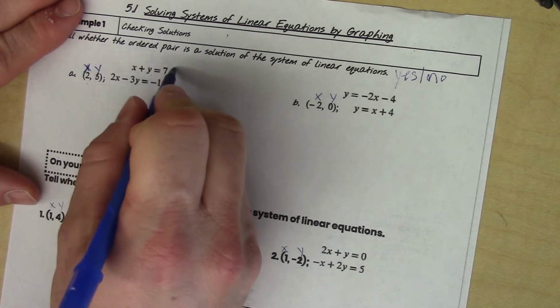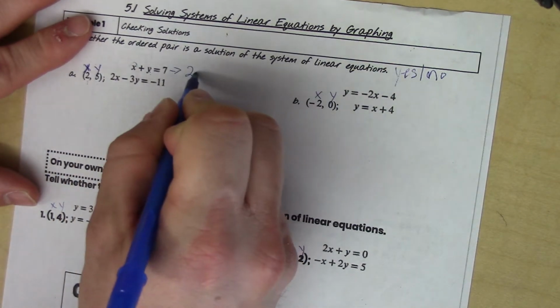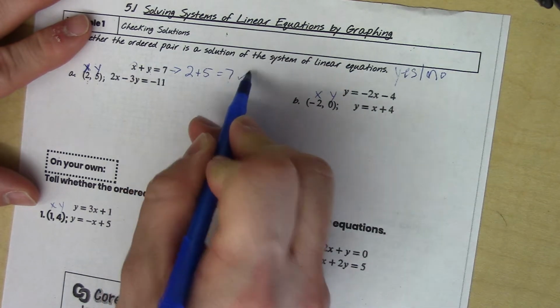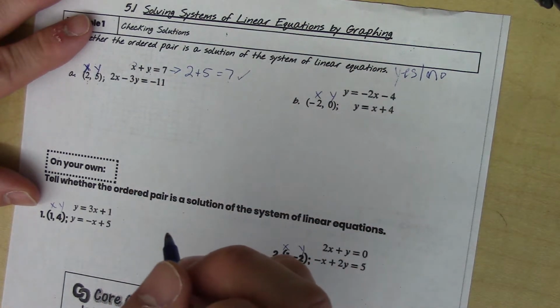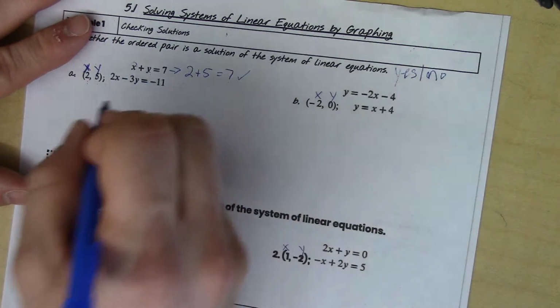So, for instance, for this one, I'm going to plug 2 into x, and I'm going to plug 5 into y, and if that equals the other side, I'm going to put a check for yes. I need both of these to be checks to be a yes. If even one of them is a no, it's no, right? So let's check the other one.